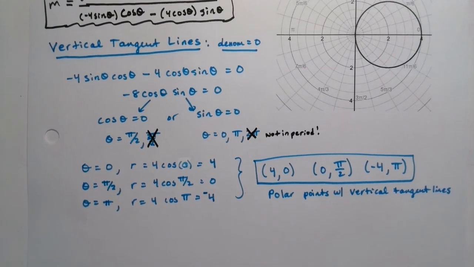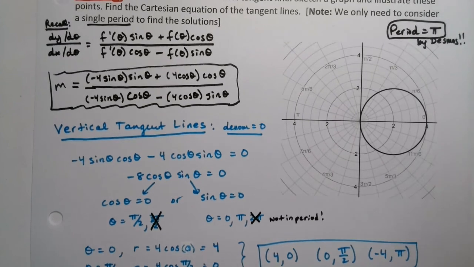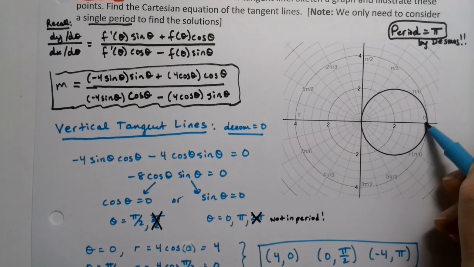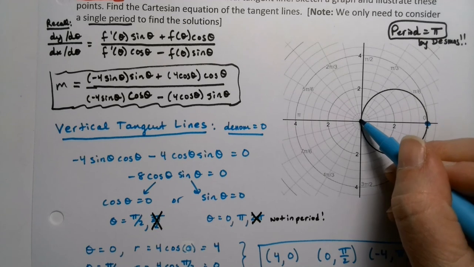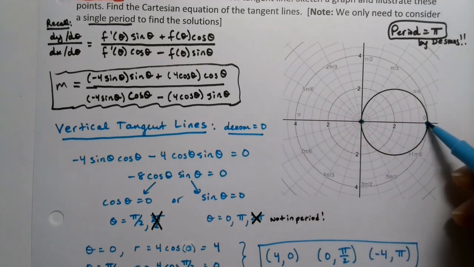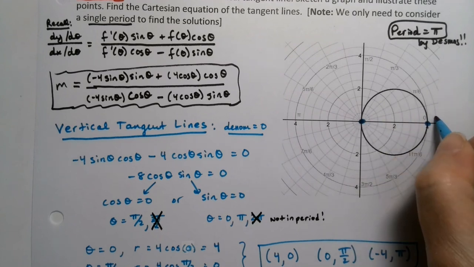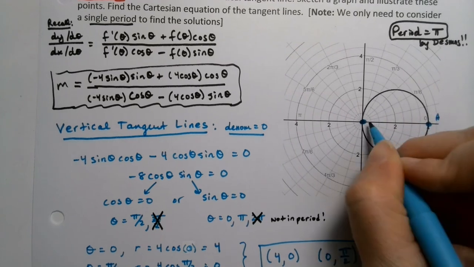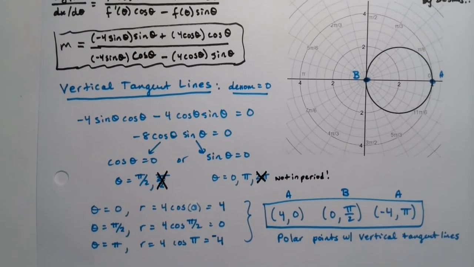Cool, we're like a fourth of the way. All right, we've done it. Okay, so now notice on the graph where these are. Over 4 up 0 is right here. Over 0 up pi over 2 is right here. Negative 4, but swing around pi is right back here. So if I labeled these points, just for the fun of it, like A and B, this one's A, this one's B, this one's A again, right?